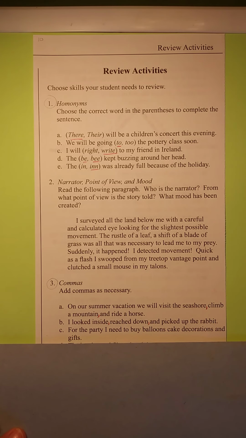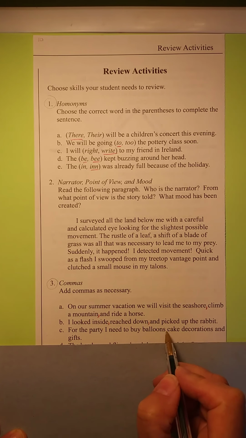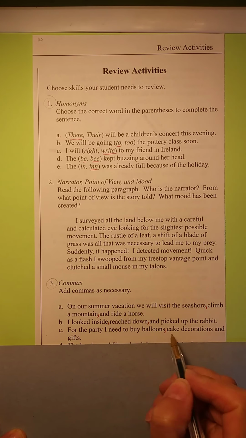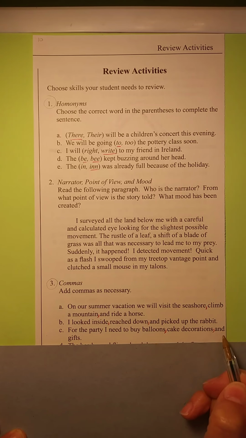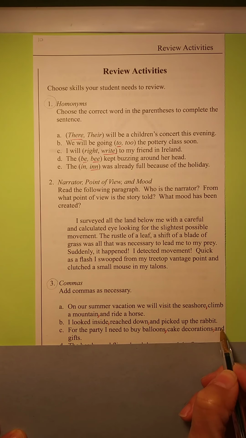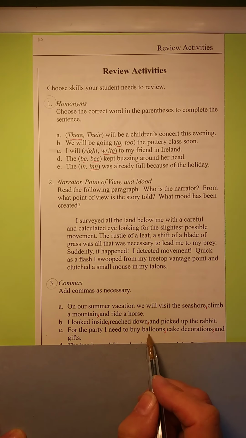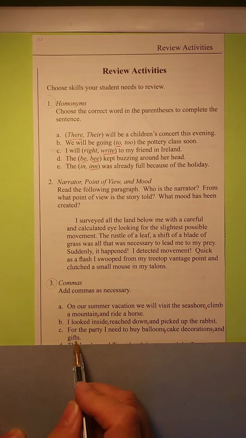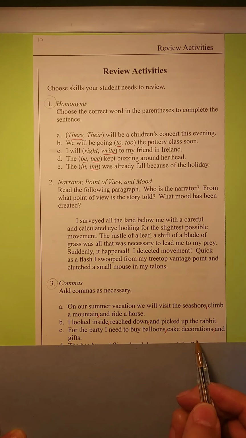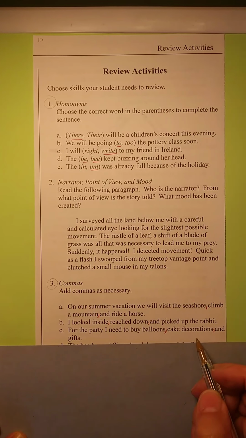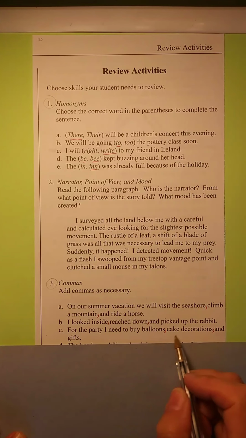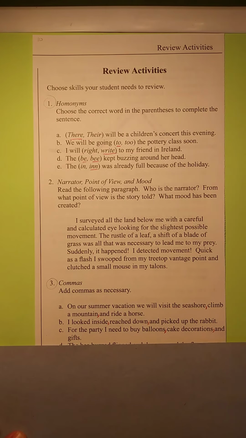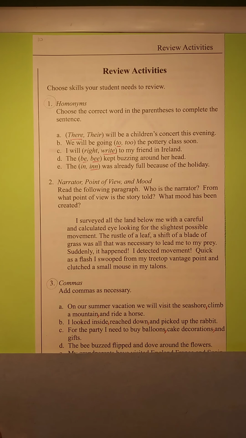C. For the party, I need to buy balloons, cake decorations, and gifts. So we have three things here that need to be bought. Balloons, comma, cake decorations, comma, and gifts. There's your coordinating conjunction and you have balloons, cake decorations, and gifts. Those are three. What form of speech is that? Those are nouns. Balloons, decorations, and gifts. They're things.